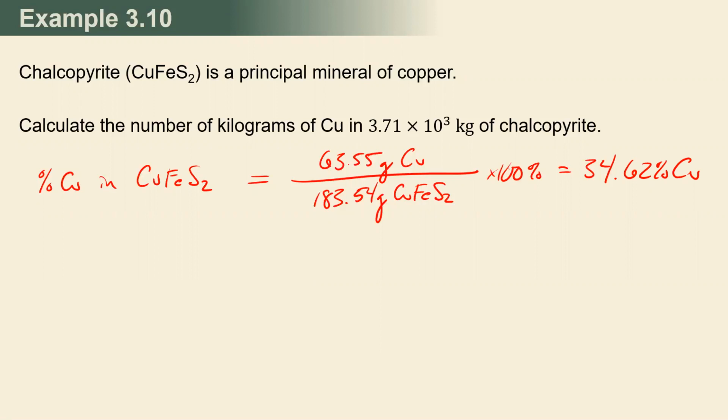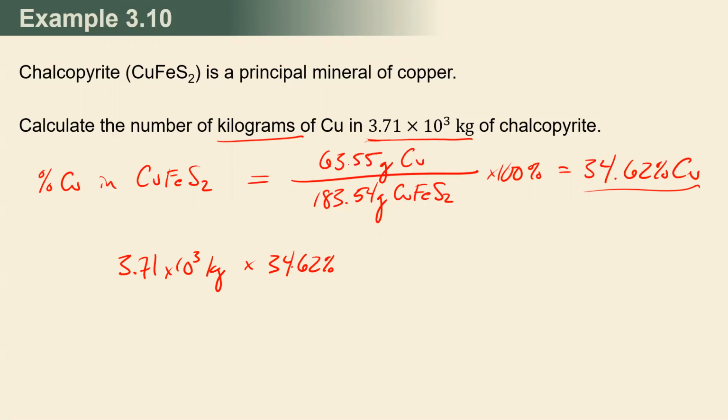Turn it into grams. So it asks for it in kilograms, so we can leave it in kilograms. And so we have our mass of the mineral here in kilograms. And we just need to multiply our percentage copper by that mass. And so we end up with 3.71 times 10 to the third kilograms times 34.62%. What do we have to keep in mind when we multiply by percentages? Divide your end result by 100.